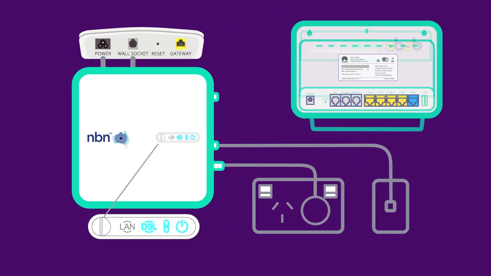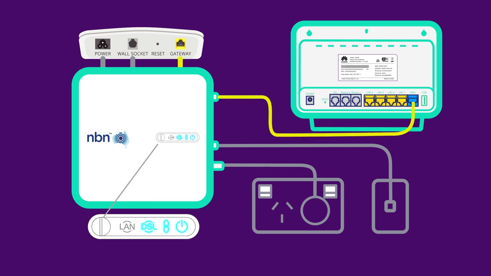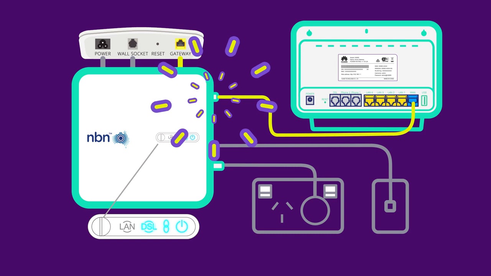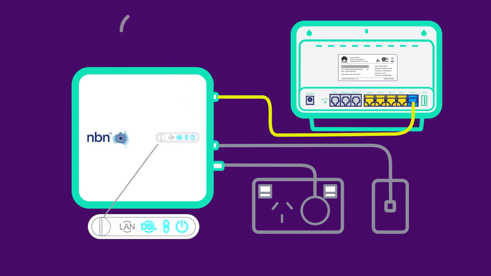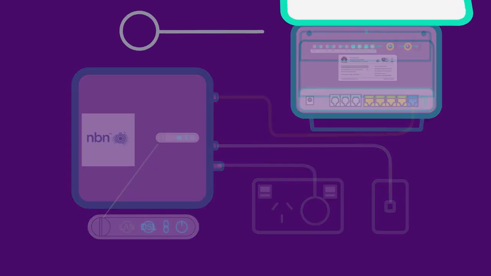Now, open the modem box. Using the Ethernet cable, connect the NBN connection device to your Wi-Fi modem. Plug the cable into the blue WAN port on the Wi-Fi modem and the yellow port on the NBN connection device labelled C. Plug your modem into another power outlet.